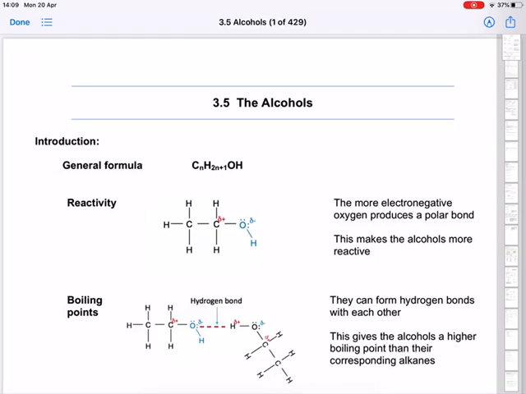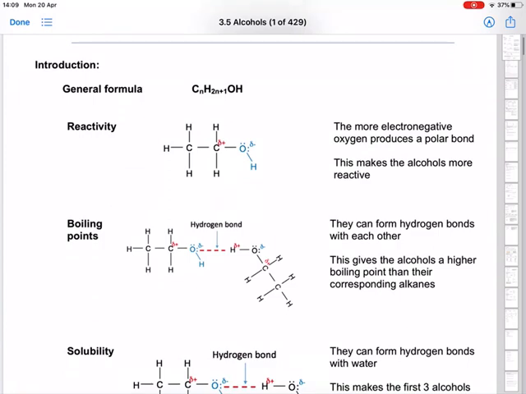Okay, so I'm going to do a series of videos to go through all of the alcohols pack, and you can have a look at those. So just starting off with the alcohols then.